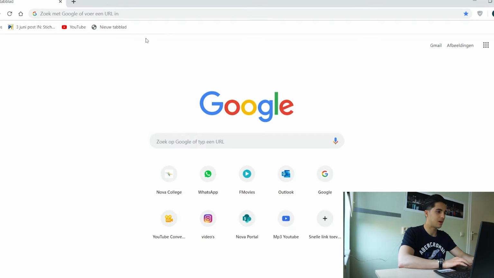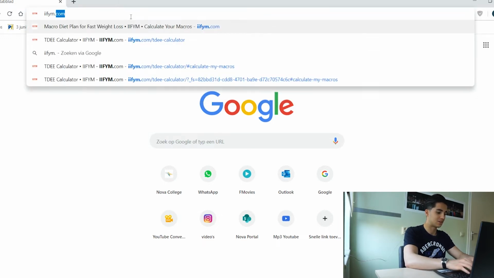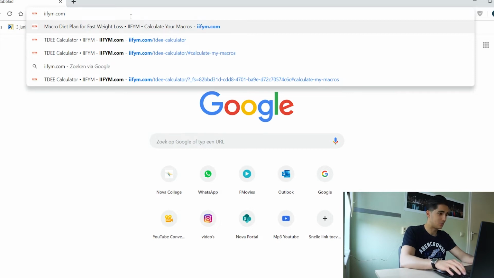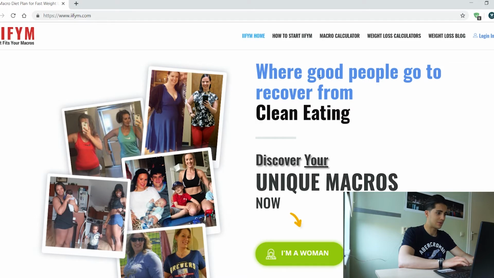Okay, so the first thing we're going to have to do is go to iifym.com. I think this website has a really good TDEE calculator, so we will go over there. This is personally how I do it and how I always calculate my own calories, my own intake. So over here you can see a lot of stuff. It really looks like they want you to pay or something, but you don't have to pay. So that's really awesome. So what we're going to do is go a little bit down.